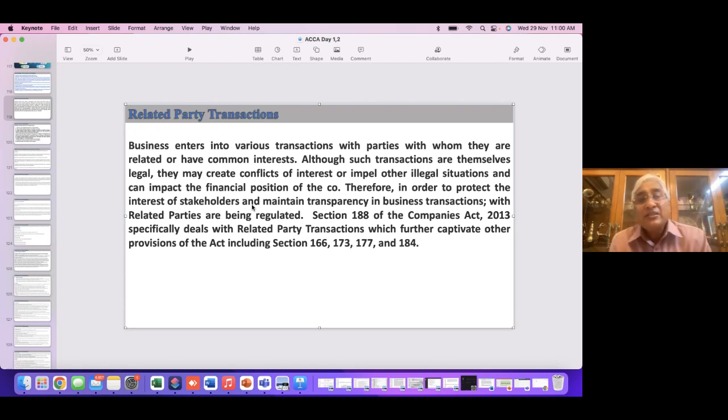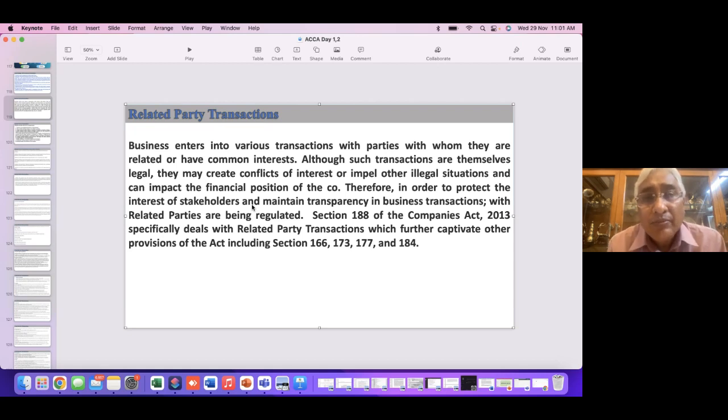And the balance of paper 17, which is related party transactions and a bit on cyber security, I will discuss today. And I think the earlier classes were enjoyed. And if you have any issue, please let me know.